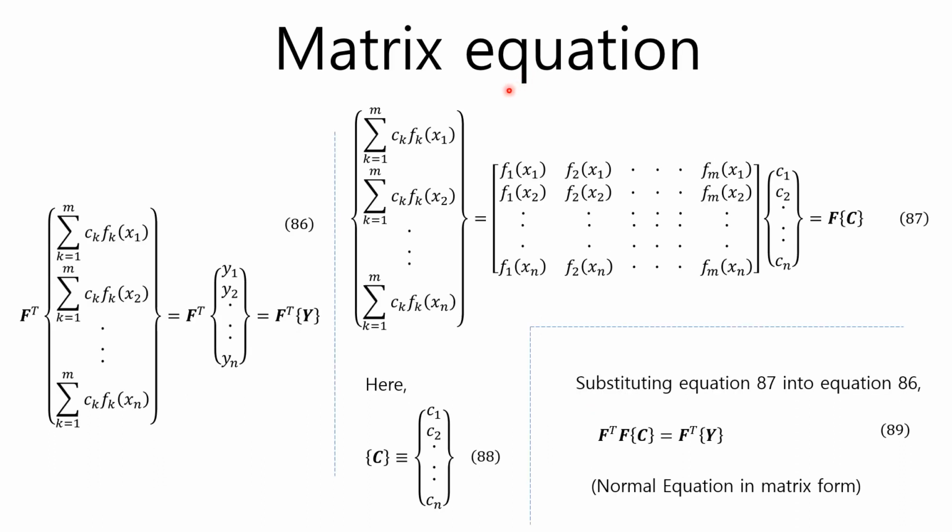If we separate and organize the coefficient values of the sigma function in equation 86 obtained earlier, they can be expressed in a matrix equation as in equation 87. The column vector c in equation 87 is defined as equation 88. By substituting the matrix equation in equation 87 into equation 86, we can obtain equation 89, which is the final matrix equation we want to obtain and the normal equation to be used for curve fitting using the least squares regression. We can find the unknown c column vector by solving equation 89.